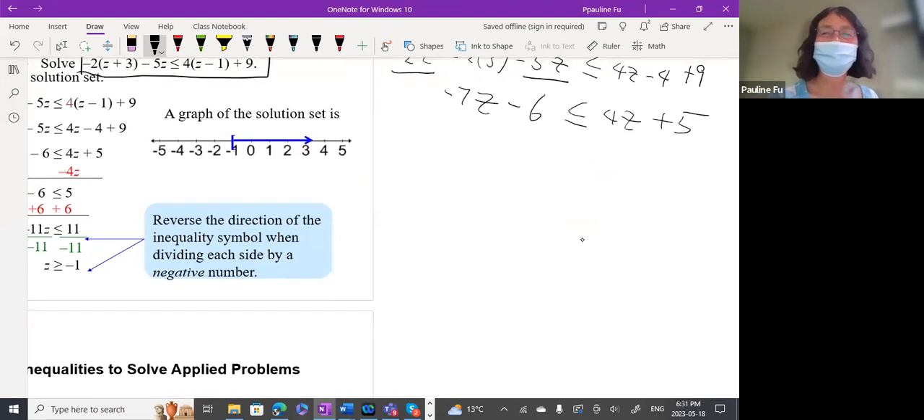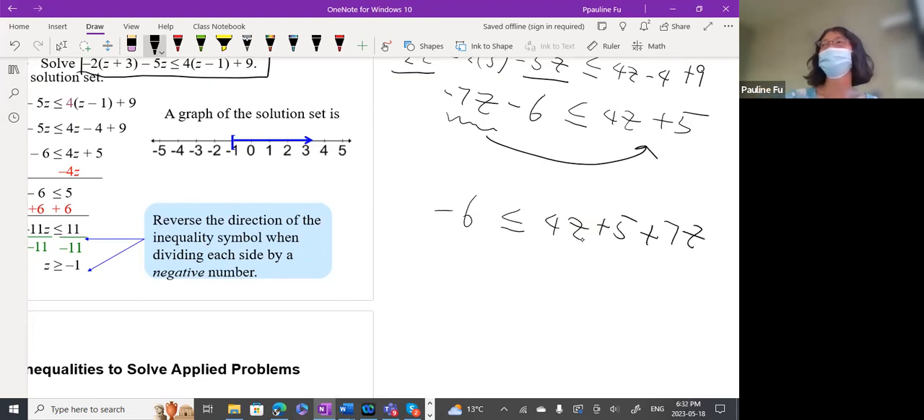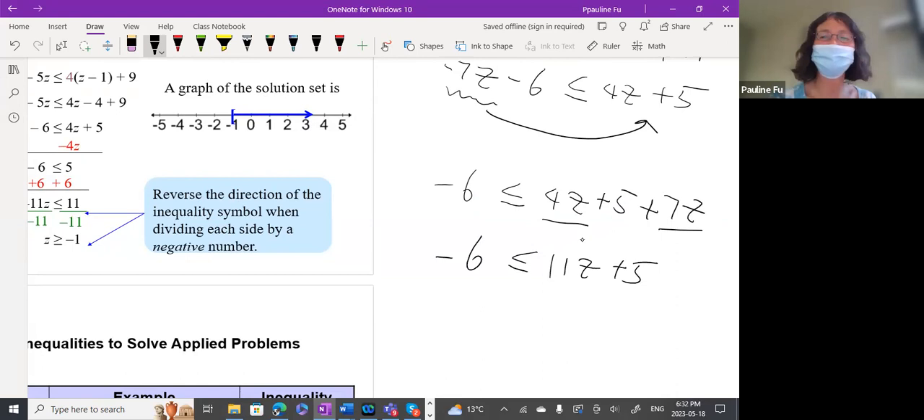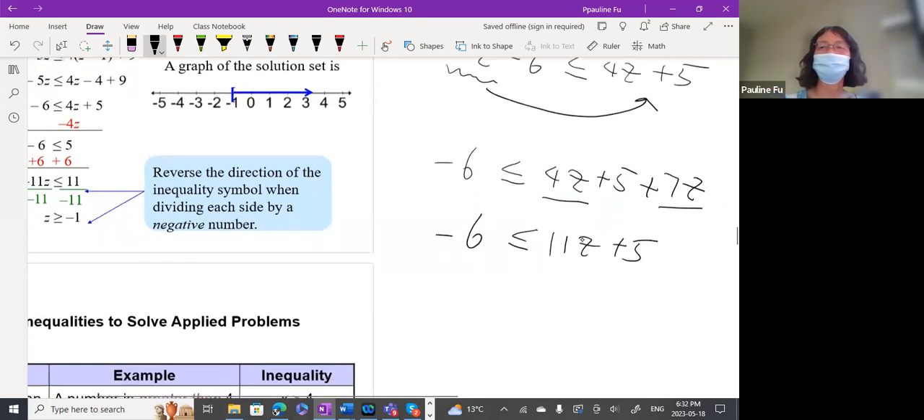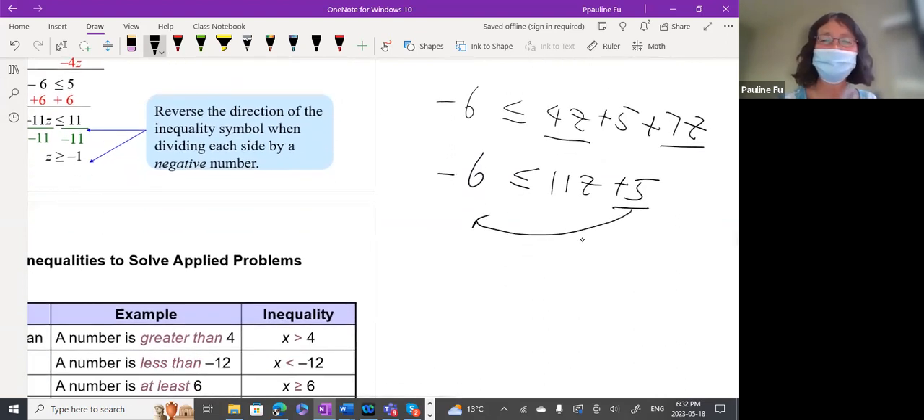Okay, and then maybe you can move this negative 7z to the right hand side. So left hand side just has negative 6. So 4z plus 5 plus 7z. I just move negative 7z to the right hand side. And then I get 4z plus 7z, 11z plus 5, right hand side. Okay. After that, I move this 5 to the left hand side. So negative 6 minus 5 smaller than or equal to 11z.